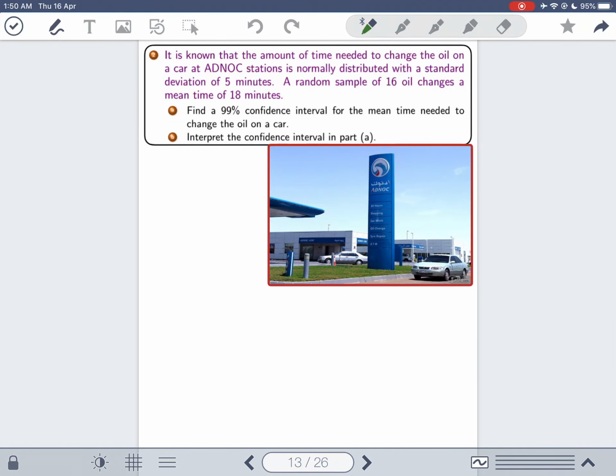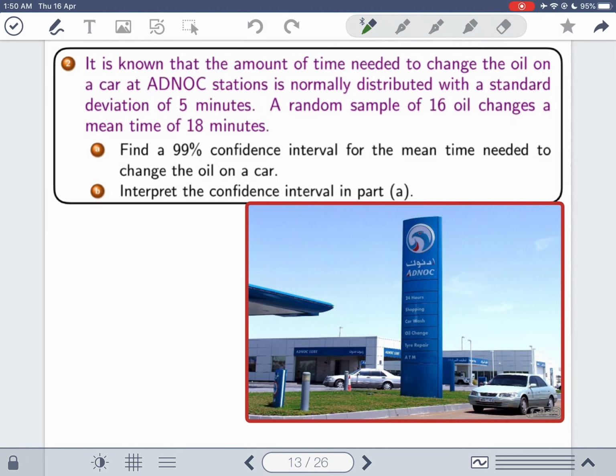Okay, so let's look at the first exercise. The first exercise says, it is known that the amount of time needed to change the oil on a car at ADNOC stations is normally distributed, very nice, normally distributed, with a standard deviation of 5 minutes. So sigma is known. A random sample of 16 oil changes has a mean time of 18 minutes. Okay, so let us write down what we know so far.